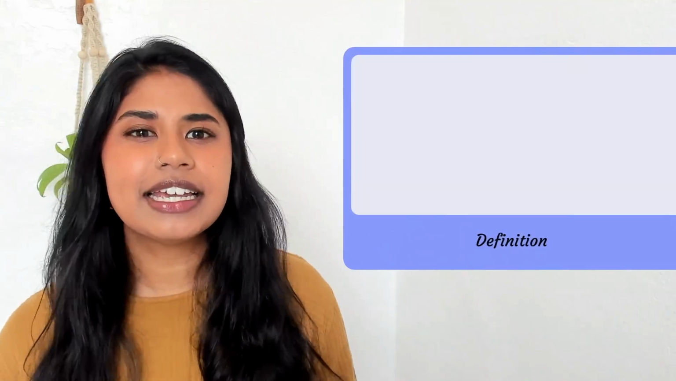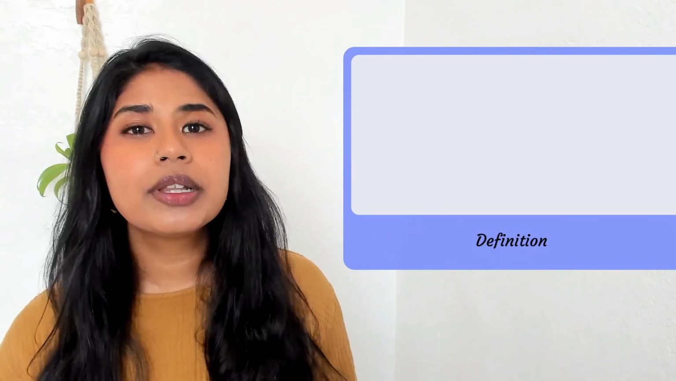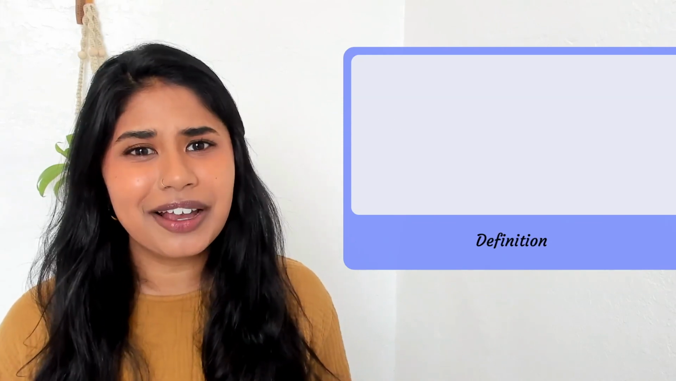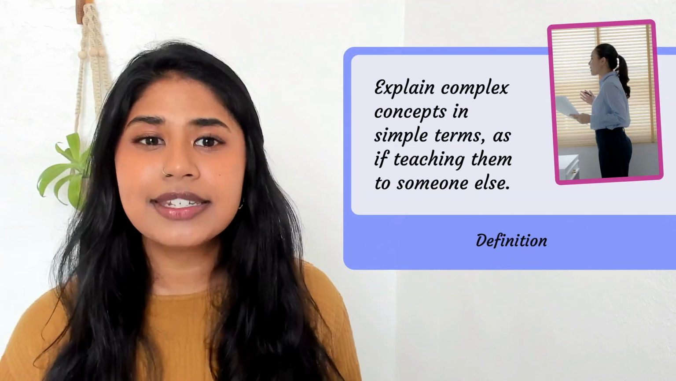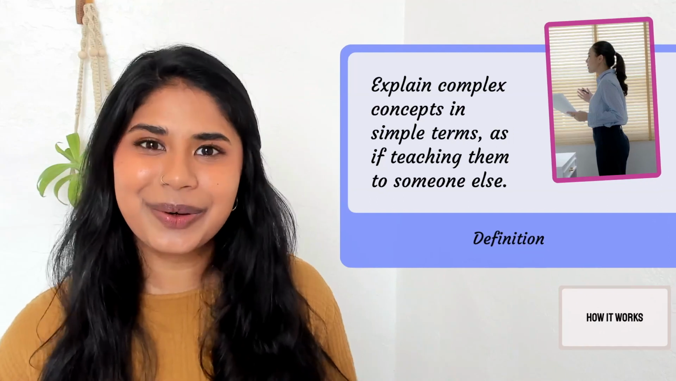The Feynman Technique is named after Nobel Prize-winning physicist Richard Feynman, who believed that if you couldn't explain something in simple terms, you didn't understand it well enough. This technique involves breaking down complex concepts into simpler ones and explaining them in your own words. And here's how it works.